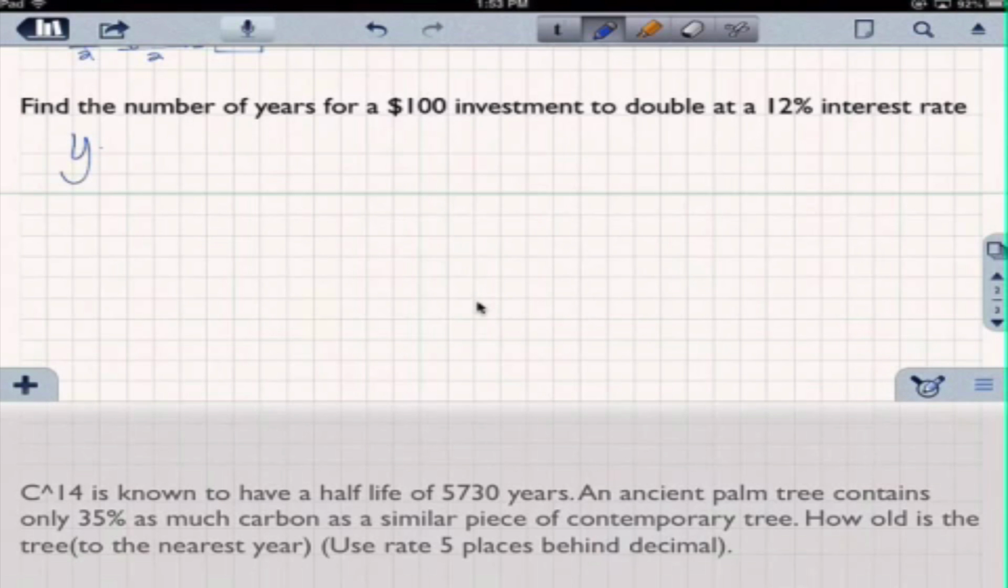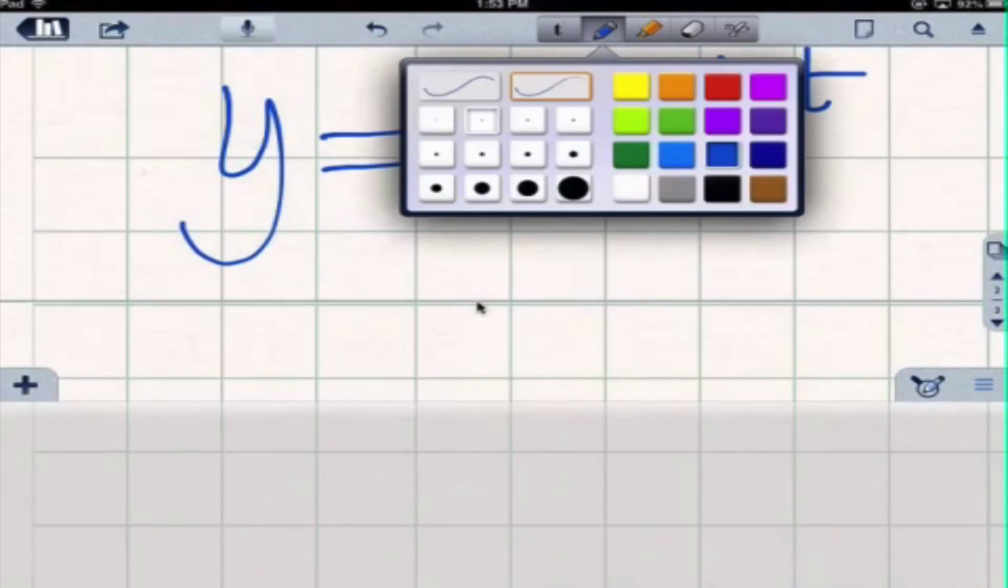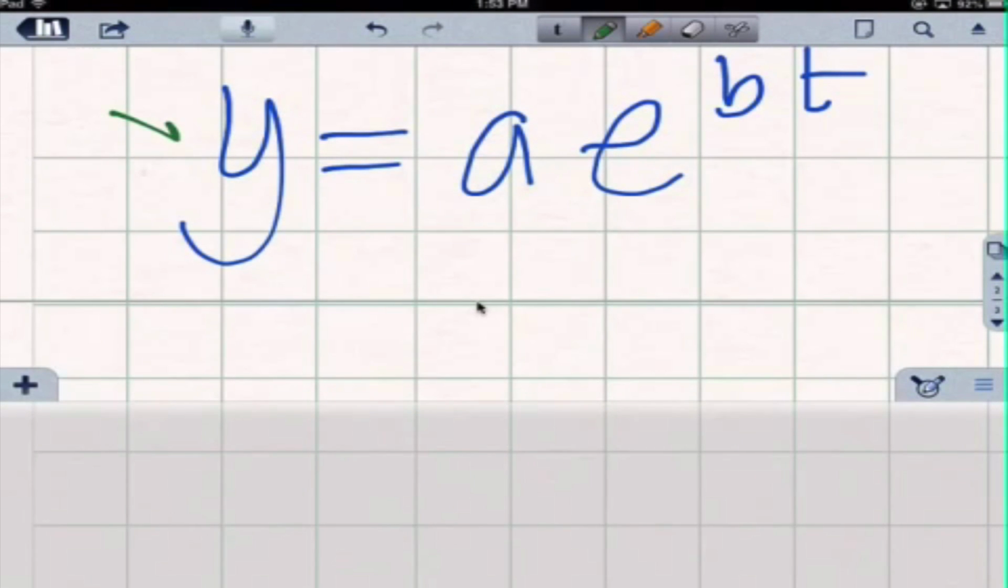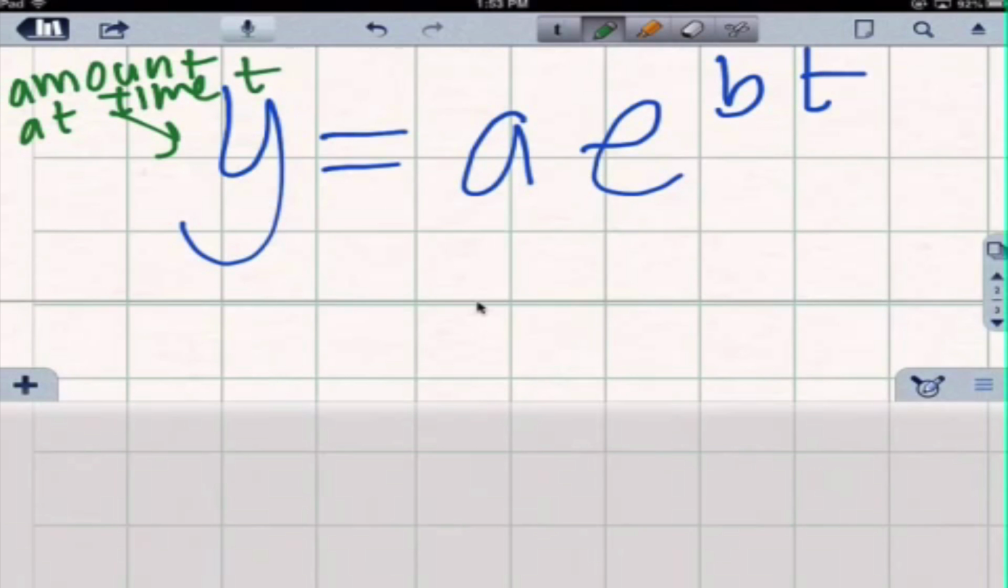So, y equals A e to the BT. Let's just review what these things mean. Y is the amount at time t. A is the initial amount.